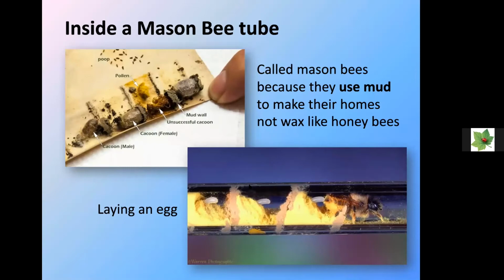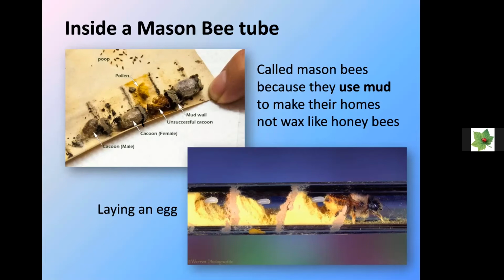So what they do is they lay an egg. And as you can see in here, they put a little mud cap in between each. And then this is the cocoon. As the egg hatches, it makes a larva, transforms itself, and builds a cocoon inside there. And then this is the leftover pollen after it's eaten its way through and made the cocoon.